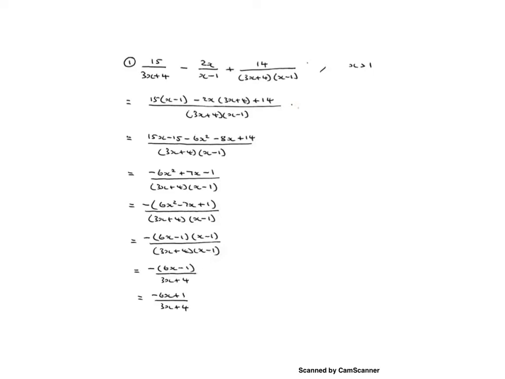It's arguable whether this is an acceptable answer. The mark scheme actually wants you to get rid of that bracket, to write it as minus 6x plus 1 over 3x plus 4. And there's your 5 marks.